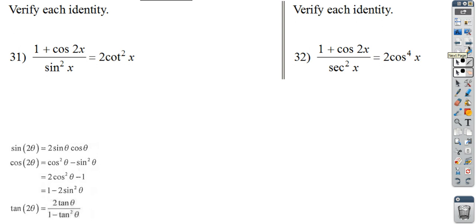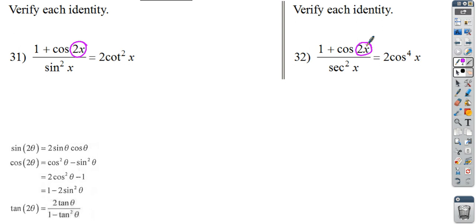Alright, now we want to practice proving identities with double angle and half angle. And in this case, we use the double angle. How do we know that we're supposed to use that? Because that's a double angle there. That's a 2x, and the same thing right here. That's another double angle.